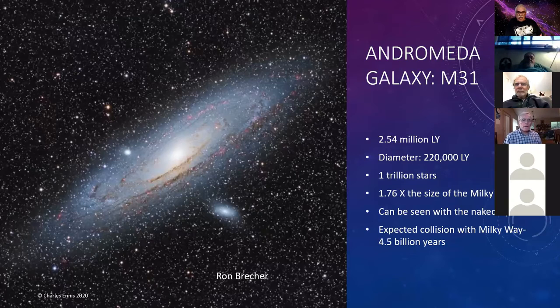So this is the closest large galaxy to Earth. There are closer galaxies, the Magellanic Clouds, for example. It's 2.54 million light years away. It's about 220,000 light years across. It's about 1 trillion stars. It's bigger than our galaxy, about 1.76 times. It can be seen with the naked eye, like I said, and it's heading directly for us. So in about 4.5 billion years, we're going to collide with this galaxy. So it's just getting bigger and easier to see all the time.